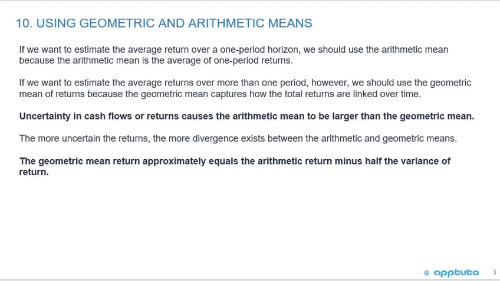Uncertainty in cash flows or returns causes the arithmetic mean to be larger than the geometric mean. The more uncertain the returns, the more divergence exists between the arithmetic and the geometric means. The geometric mean return approximately equals the arithmetic return minus half the variance of return.